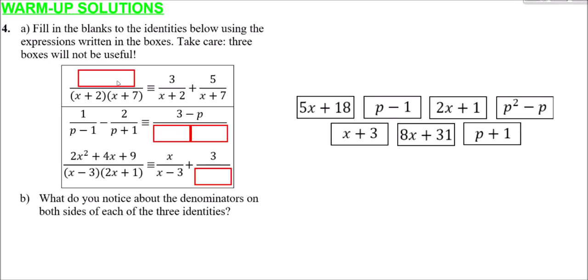Initially, this first one, what we need to do here is to get a common denominator. I'm not going to do that for you. Assuming you have, what you should have hopefully found is this one becomes 8x plus 31. If you combine that into a single denominator and then worked out a single numerator, you should find it's 8x plus 31. So the first one, 8x plus 31 there.